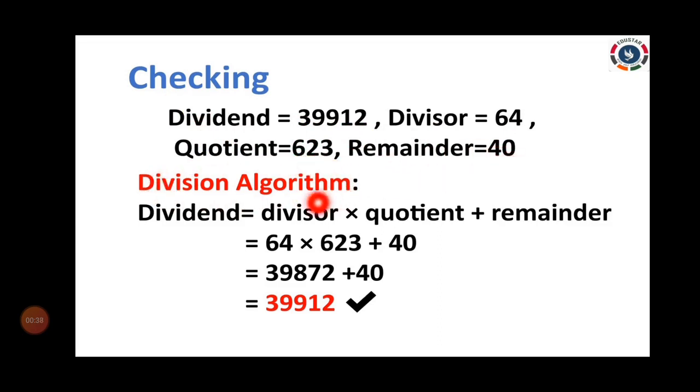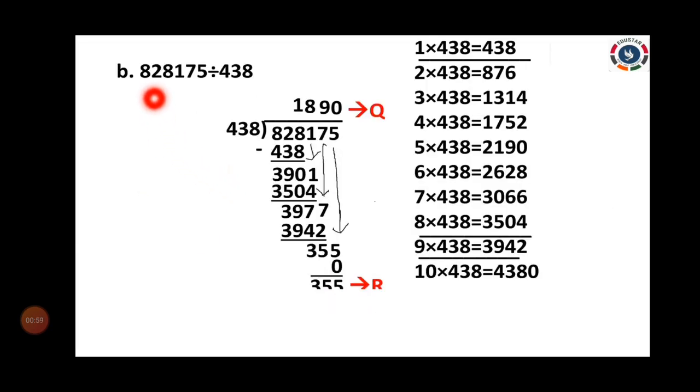Write down the division algorithm, dividend equal to divisor into quotient plus remainder. So substitute the values for that. 64 into 623 plus 40 is equal to 39,872 plus 40. Then add the values, you get 39,912. And B, 8,28,175 divided by 438. So write the divisor outside and dividend inside, and divide the values. You are getting quotient 1,890 and remainder 355.